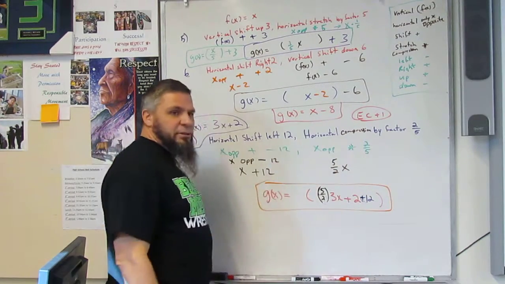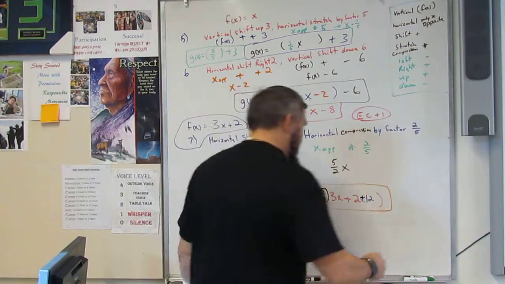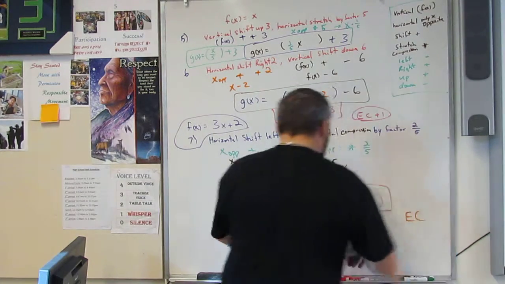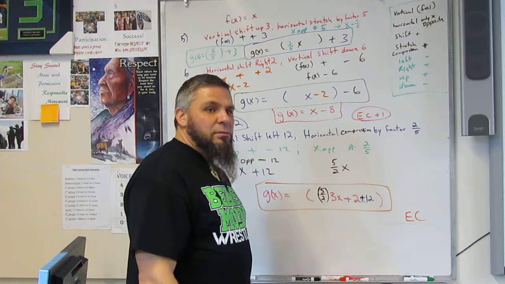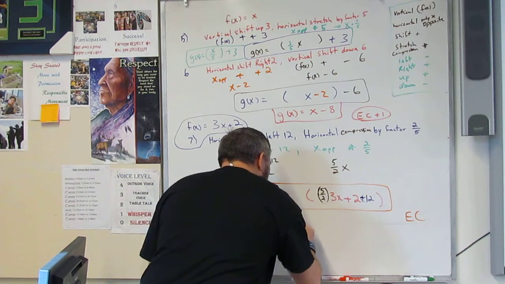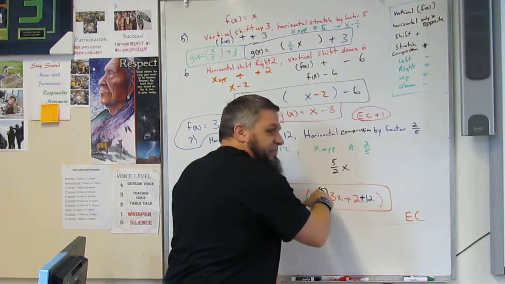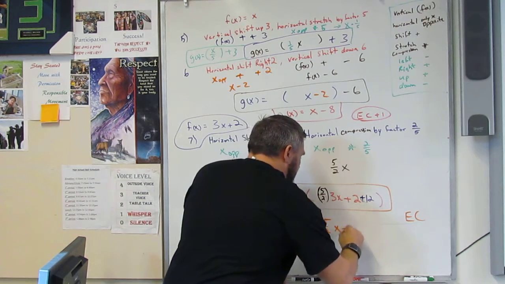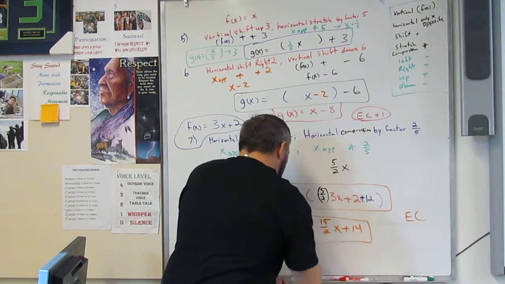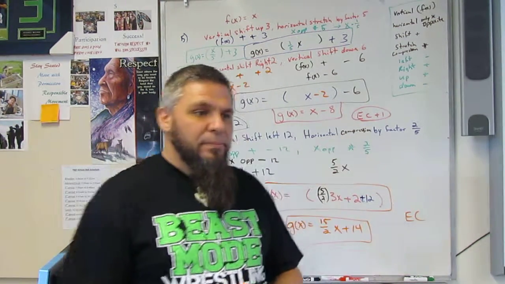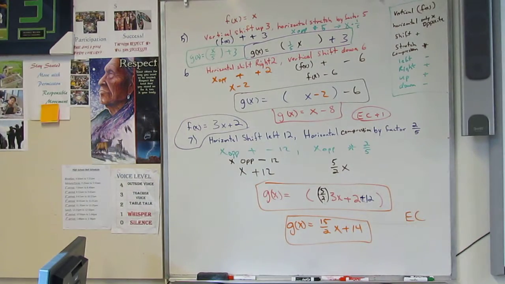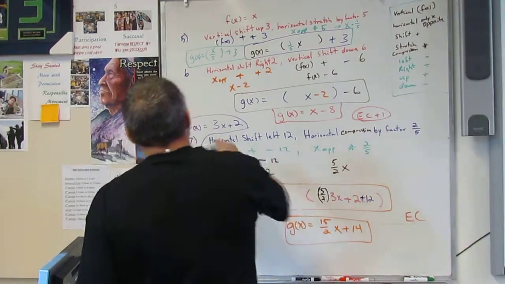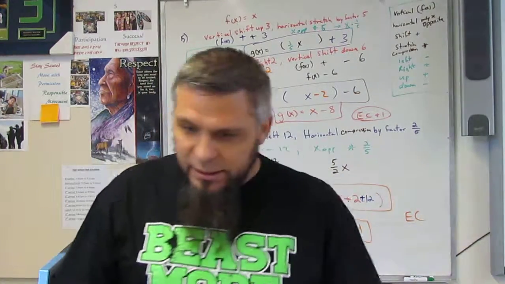So that's it. That is the answer. You want extra credit? Do some of the math. G of x is also equal to, well, 3 times 5 is 15 over 2 x plus 14. And so that would be the same. Does that make sense? Okay. And that's 5, 6, and 7.